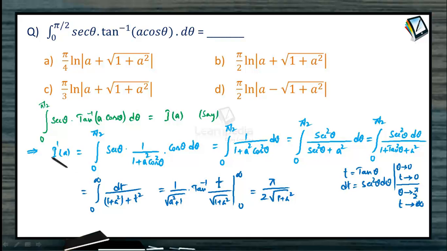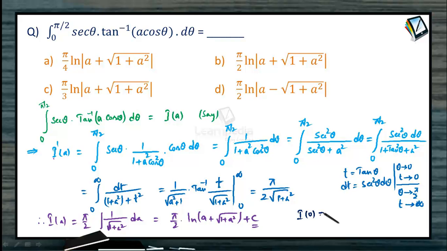But remember, we are evaluating I dash a, but we need to calculate I of a. Then what would be I of a now? I dash a's integral, so that would be pi by 2 constant, integral 1 by square root of 1 plus a square da, right? This is nothing but pi by 2 times ln of a plus root of 1 plus a square plus c. Now we need to evaluate the value of c. This we can clearly calculate because I of 0 would be integral 0 to 0 of some function, that means it should be 0. Therefore c value would be clearly 0.